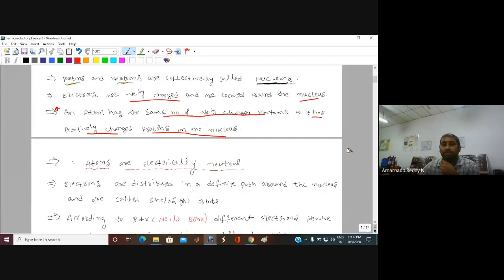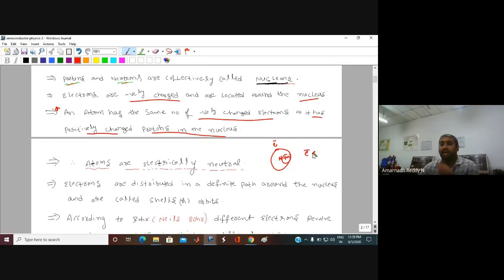See, if you observe, atoms are electrically neutral means, suppose you take the nucleus, it has positive protons, and the electrons are around the nucleus. So what happens? An atom has the same number of negatively charged electrons, suppose you have 10 electrons, and positively charged protons in the nucleus, obviously 10 protons. So atoms are electrically neutral.